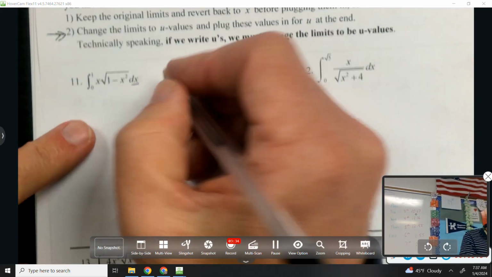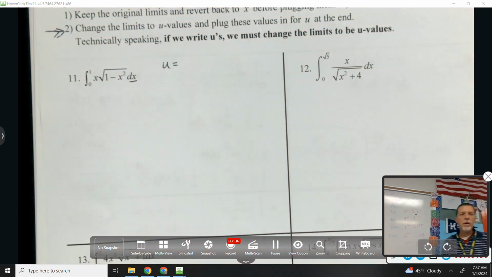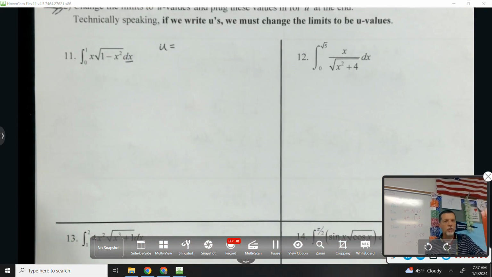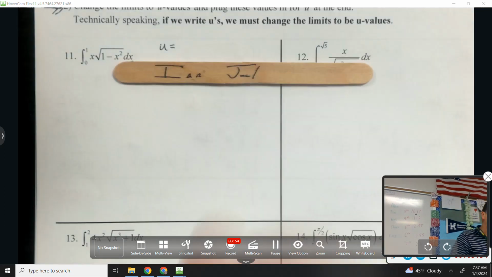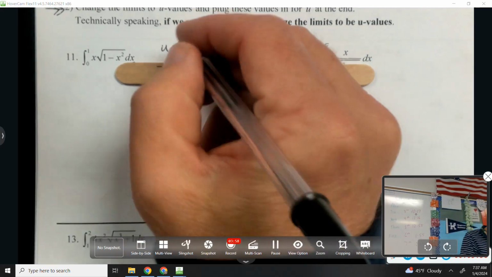So first thing on number 11, what do you think would be a good pick for u so that du would show up and would simplify our integrand? Thoughts? Before I pick on somebody? All right, Ian, thoughts? I want to say 1 minus x squared. Good.